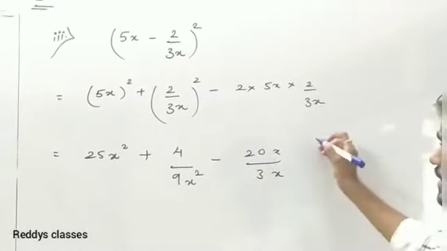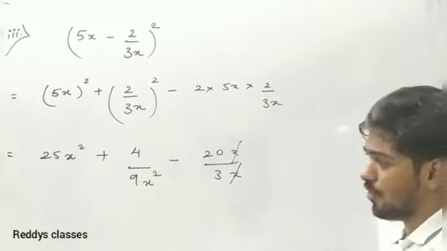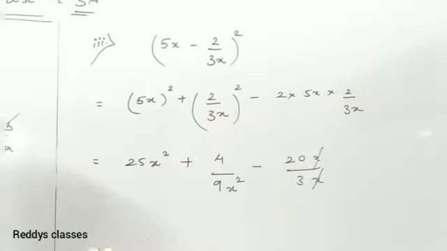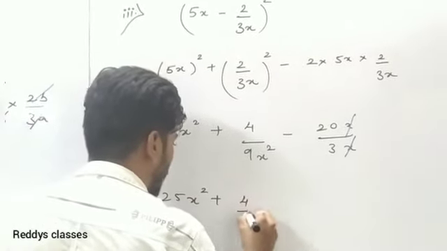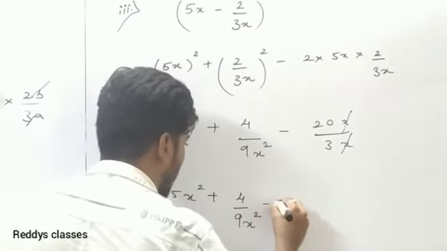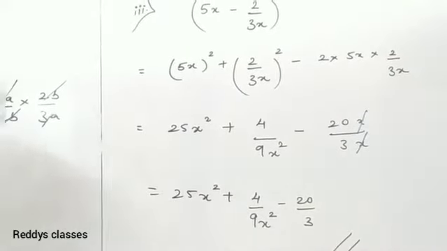Now can I cut this x with this x? So what is the actual value we got? We get 25x square plus 4 upon 9x square minus 20 upon 3. That's it. We solve the equation.